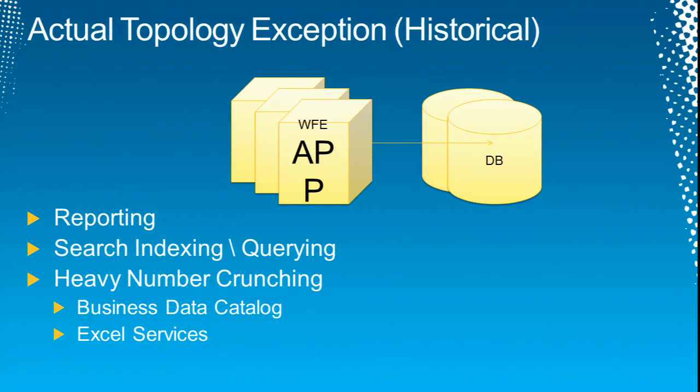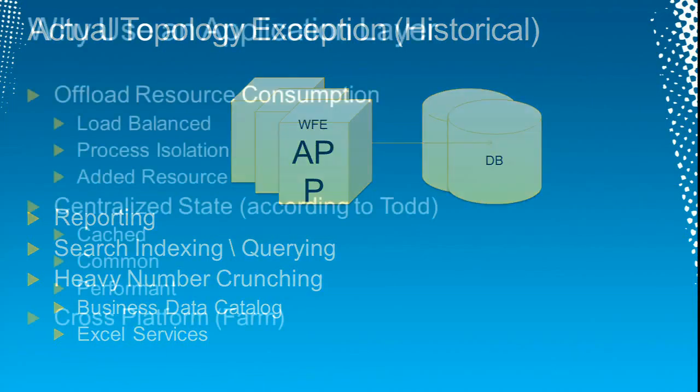SharePoint ran into this right away. Right, because we've got search indexing, right? Search querying. We've got jobs, like timer jobs that could run. So we ran into several things that were causing us latency on our web front end tier. And so SharePoint had to solve this middle tier issue.